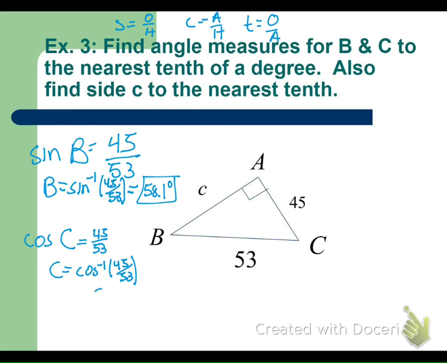Can you say it one more time? 31.9. Thank you. And then our last step is to find that missing side. So we have to use that Pythagorean theorem. A squared plus B squared equals C squared. So what is our hypotenuse? That's the only one that really matters position-wise. So which one's our hypotenuse?